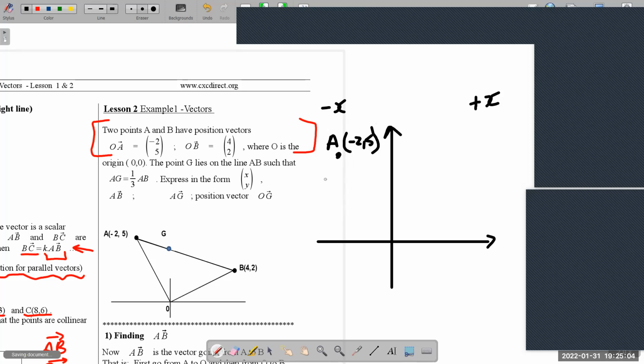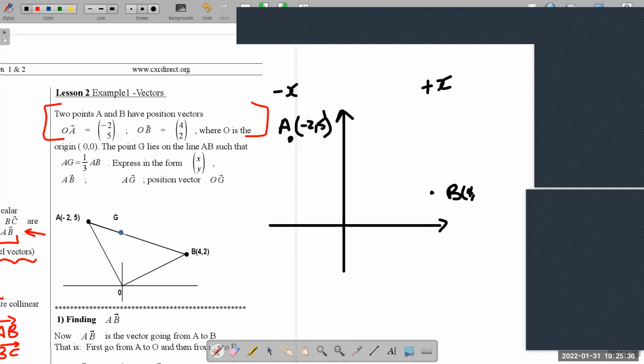All right, next one, B. B is 4, 2. So if this is -2, 4 is going to be a little bit more over. And if up here is 5, where would I find a 2? I would find a 2 somewhere here. Looking good, isn't it? If 5 is up here, 2 must be here. So you put your B, 4, 2. All right, everybody, let me know if this is okay for you, if you understand how I did that quick sketch, because that's important.